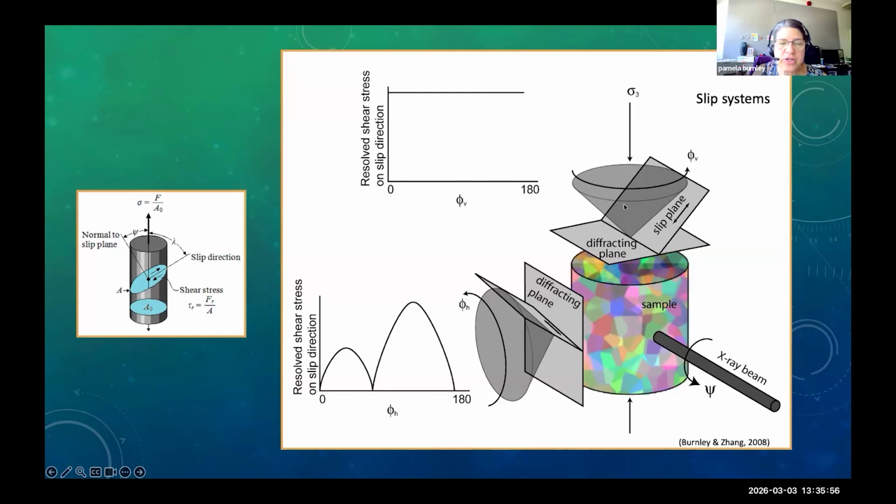And what I'm trying to show is that you have slip planes in a bunch of different orientations. So you have crystals with different orientations. They share the diffracting plane in common, but the position of the slip plane is not constrained by the fact that they're diffracting.